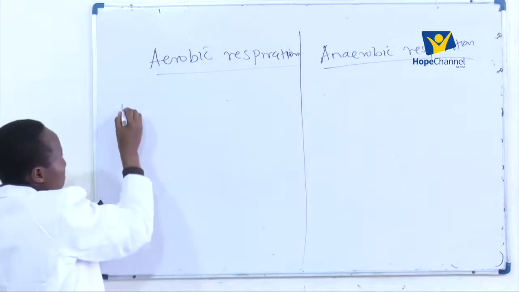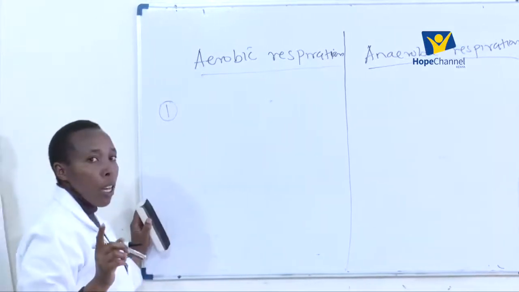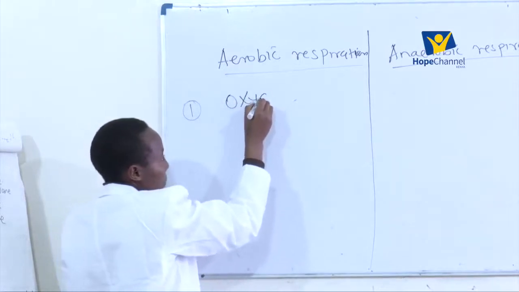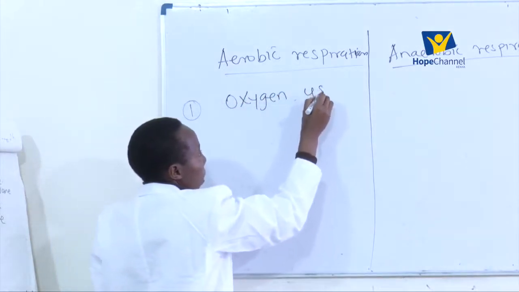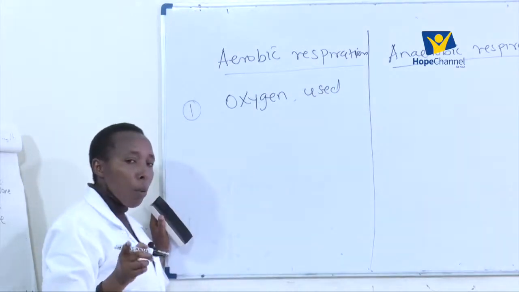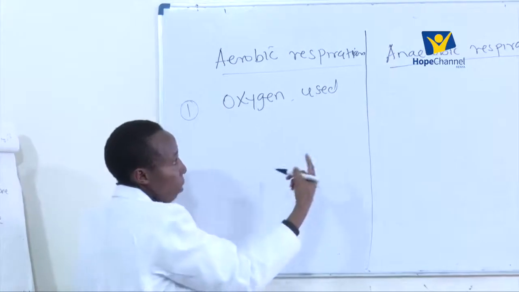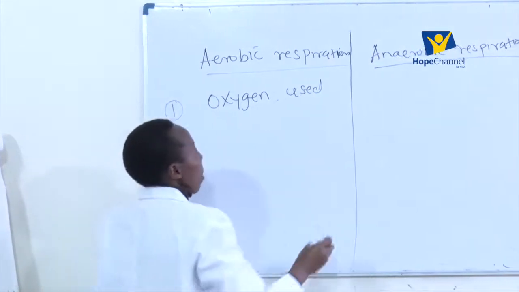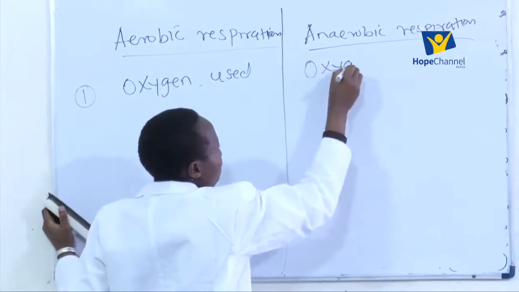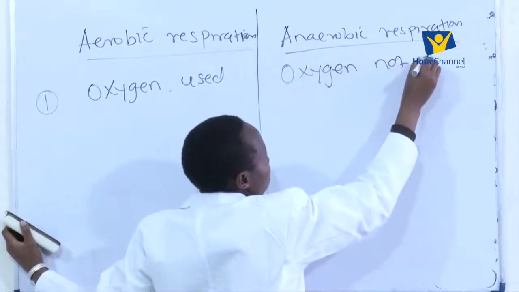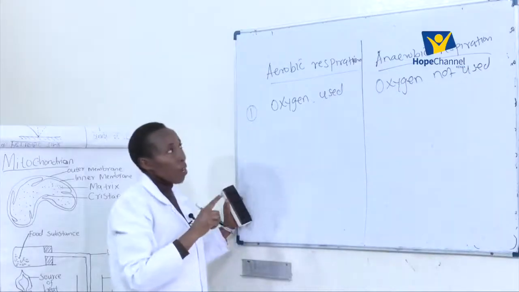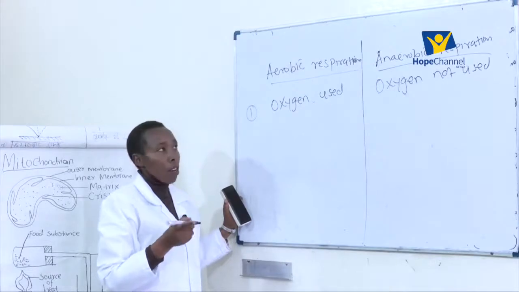Of course, the first difference, we said that during aerobic respiration, oxygen is used. So we say oxygen is used during aerobic respiration. Then we also said, of course, anaerobic respiration means that oxygen is not used. So oxygen not used. So that is just one difference between aerobic respiration and anaerobic respiration.